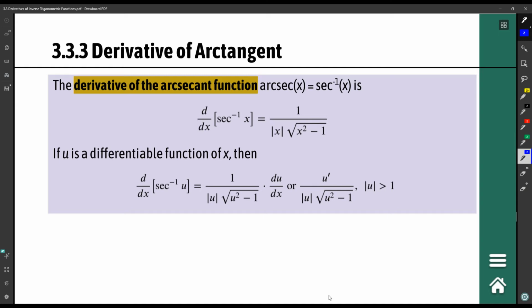And if the input to that function is not just x, if it's a function of x, in other words, u, then we have 1 over the absolute value of u times the square root of u squared minus 1, or we can call it u prime over that denominator, absolute value u, square root of u squared minus 1.